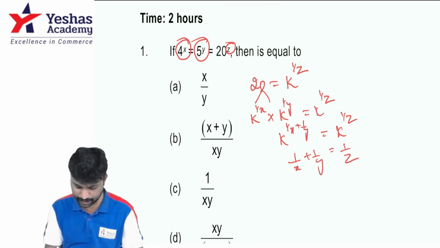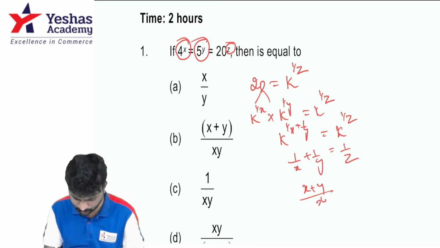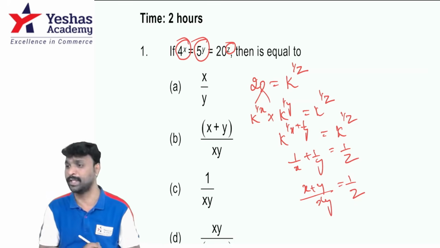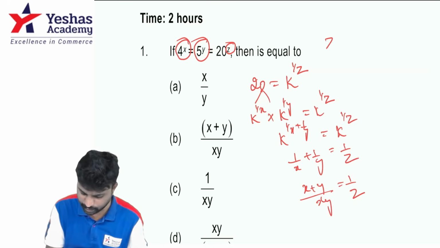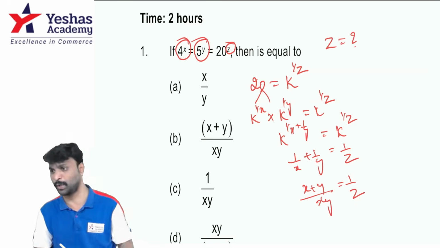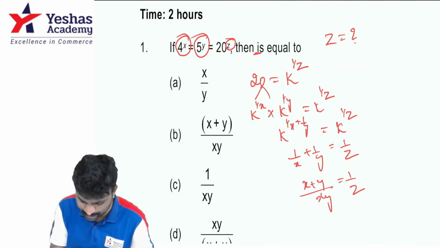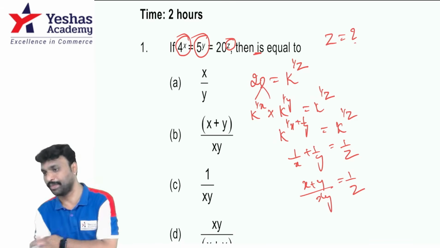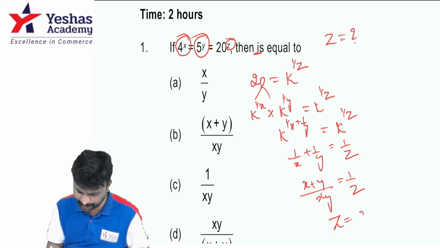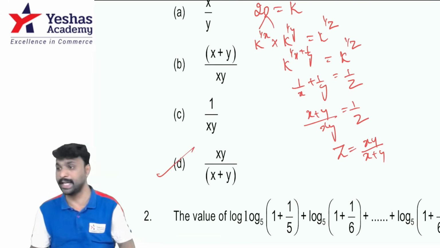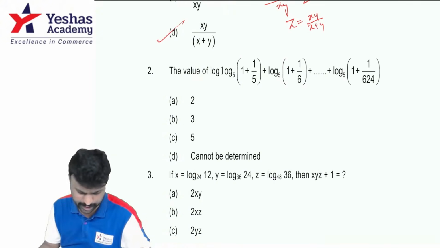If I take the LCM, it is x plus y divided by xy is equal to 1 by z. But the question is to find the value of z. There's a mistake in the question, there's a missing thing here. So z, by taking the reciprocal, is equal to xy divided by x plus y. That means option D is the right answer. Moving on to the next question.